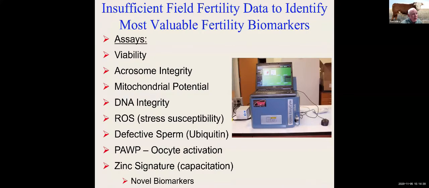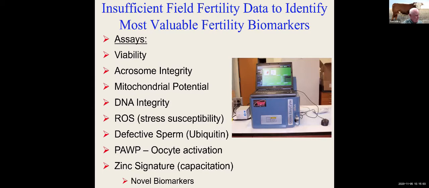Okay, so the problem that we have at the moment is that we have insufficient field fertility data to identify which of these is the most valuable fertility biomarkers. One of the things I didn't say about the flow cytometer is this flow cytometer is also capable of assessing up to 10,000 sperm in a minute. That's way, way, way faster and to a much greater degree than we're able to look at through a microscope and count across a field of view, for example.